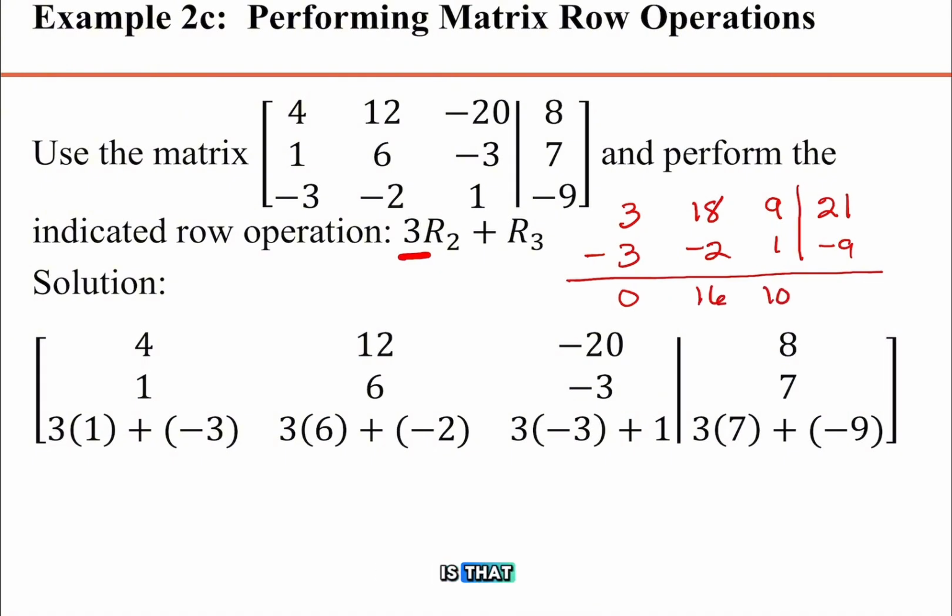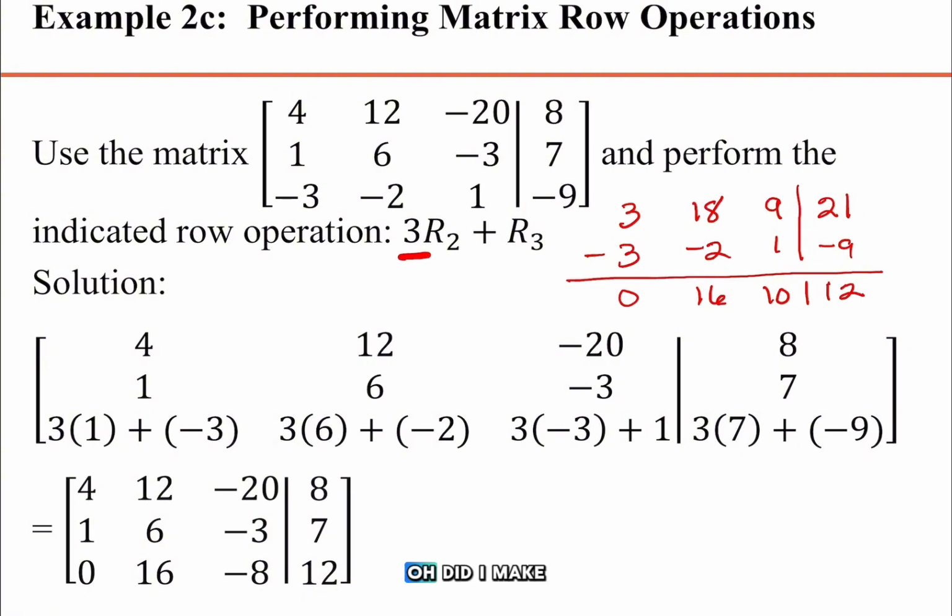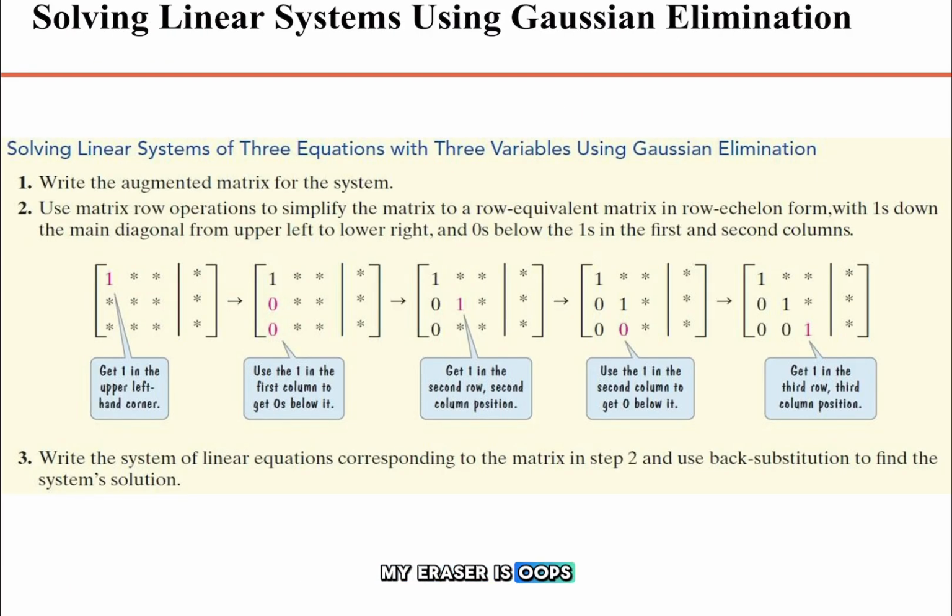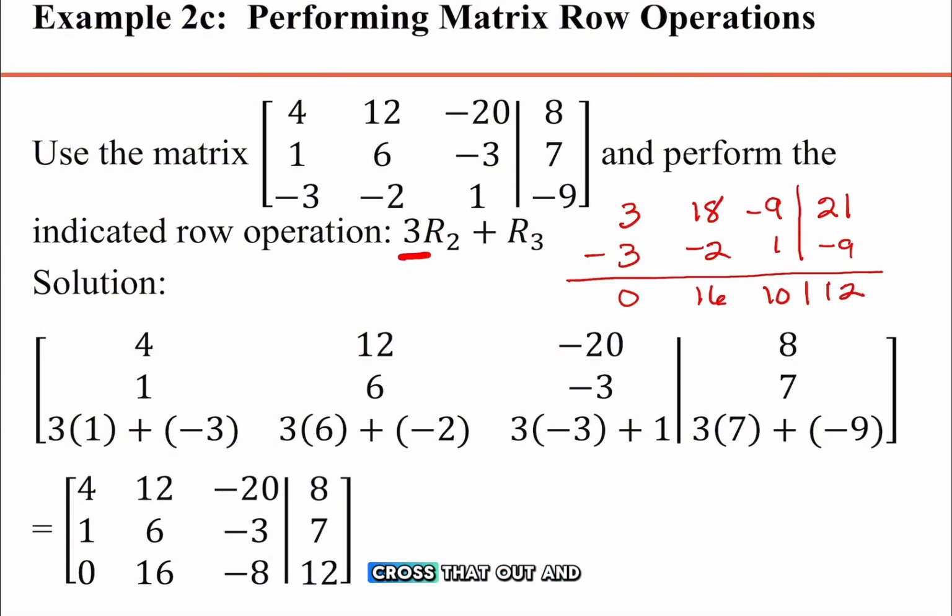And I believe, what is that? 12? You can even put that there. Oh, did I make a mistake? Where did I make a mistake? If I multiply. Oh, it's -9. That's where I made the mistake. Haha. And I do not know where my eraser is. Oops. So we're just going to cross that out and write -8. So there you go. So you see how you can make a simple mistake. But I caught it. Okay.